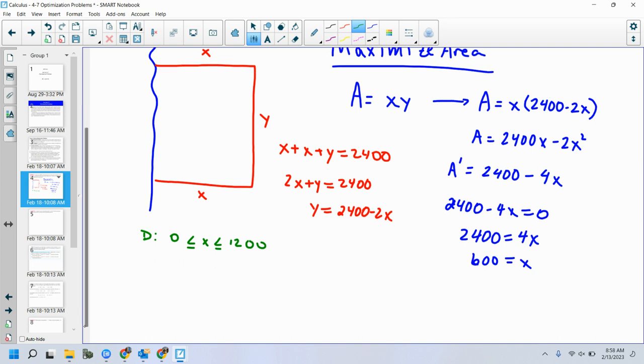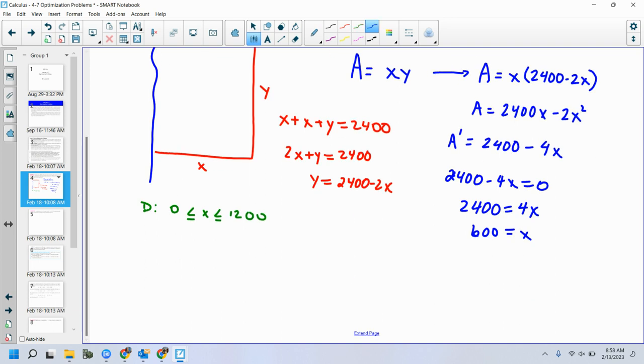Okay, so then let's just make a table of values. Now, do I realistically think that 0 or 1,200 is going to maximize my function? No, but you would be surprised how many times that doing nothing of one and all of the other is actually going to maximize something. So we're going to find 0, 1,200, and then 600. And what are we going to do out of this? We're finding the area.